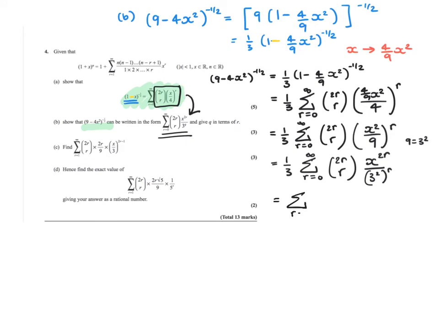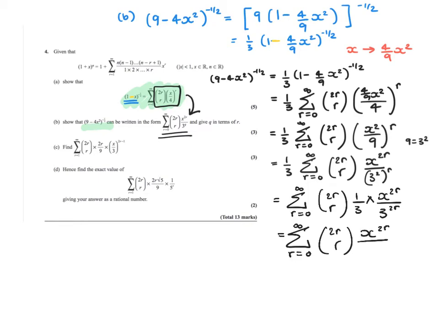So let's bring this factor of 1/3 inside the summation. So that's 1 over 3 multiplied by x to the 2r over 3 to the 2r. So this then becomes x to the 2r over 3 to the 2r plus 1. Now, the question had 3 to the power of q in its format, and we had to state q in terms of r, so it's clear q is equal to 2r plus 1.